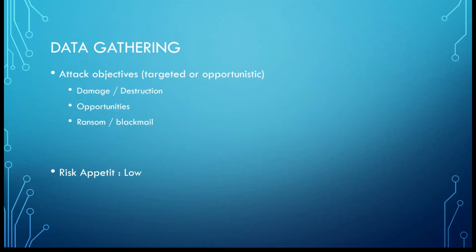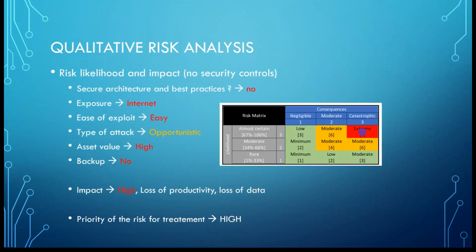Now, the risk appetite on my side, for example, is low. I don't want to accept any kind of risk. Most of the risks I find, I'm going to treat. Of course, maybe there are some I cannot, because it would be too expensive or just impossible. But my risk appetite is low.